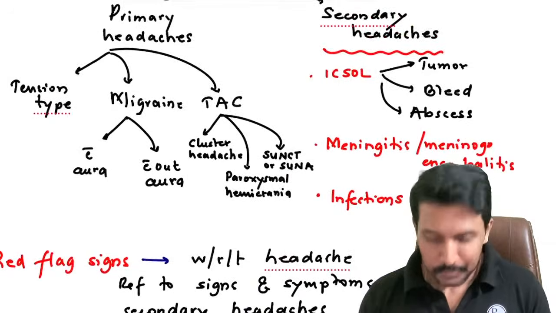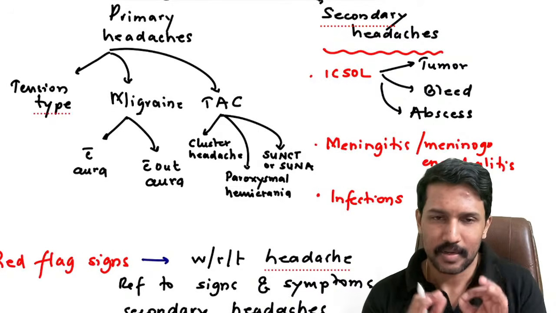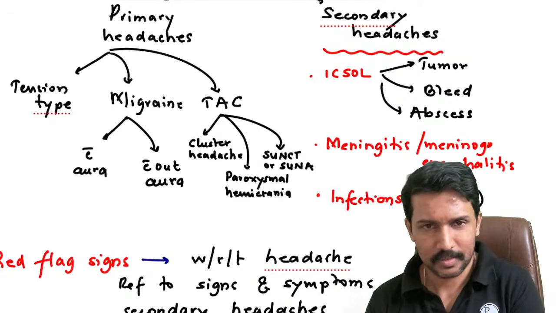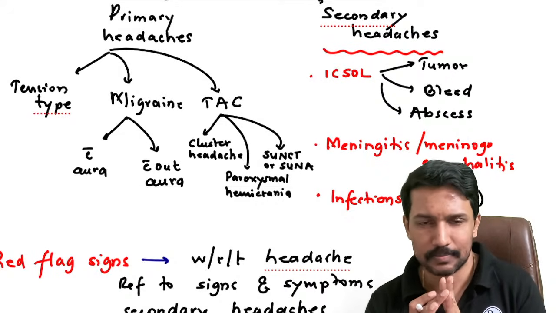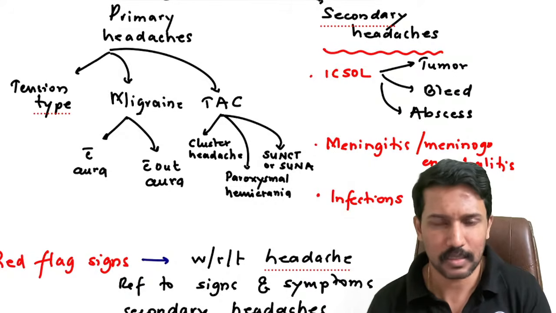So now we know how to deal with headache, right? Headache is classified into primary and secondary. Among the primary headaches, we have to remember mainly 3: tension type, migraine, and a group called TACs. Within TACs, you have to remember at least cluster headache.